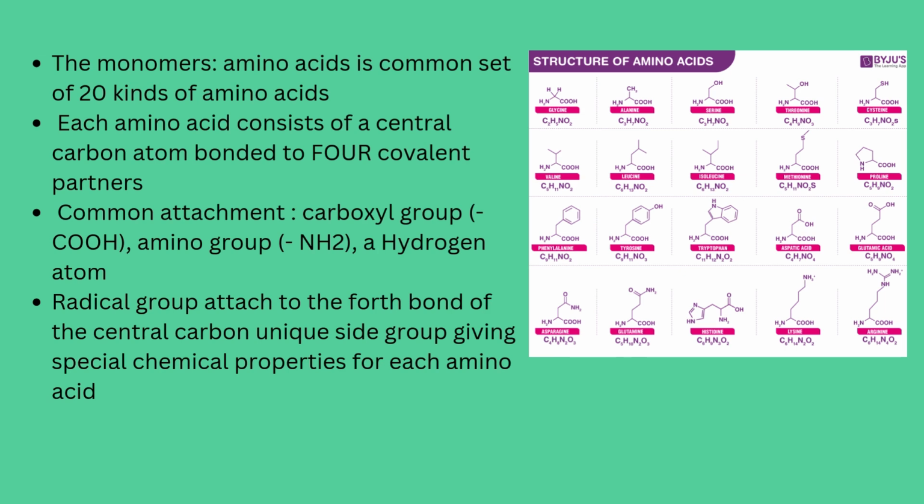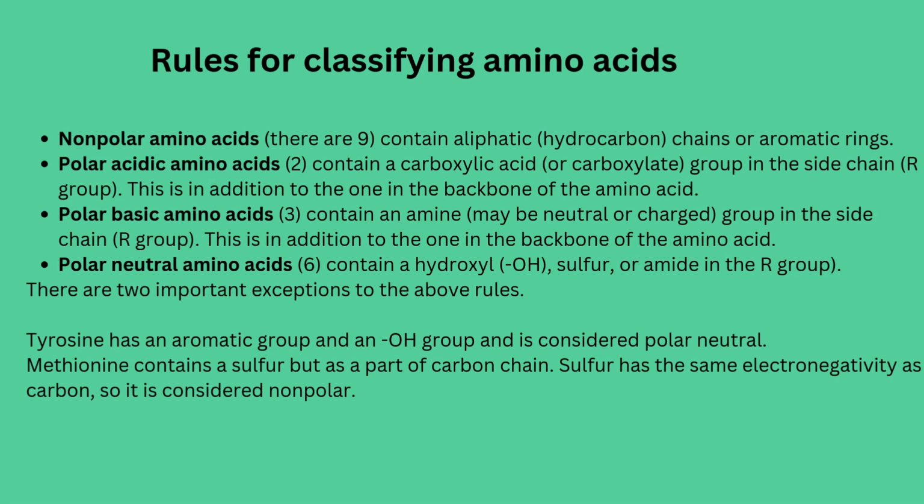There are 20 kinds of amino acid present, which serve as the protein monomer. Each amino acid consists of a center carbon atom that is bonded to 4 covalent partners. The components of an amino acid are a carboxylic group, an amino group, and a hydrogen atom. Normally, a radical group is attached to the 4th bond of the center carbon. A unique side group is attached to the amino acid, giving special chemical properties to each amino acid. Amino acids can be classified into nonpolar, polar acidic, polar basic, and polar neutral.